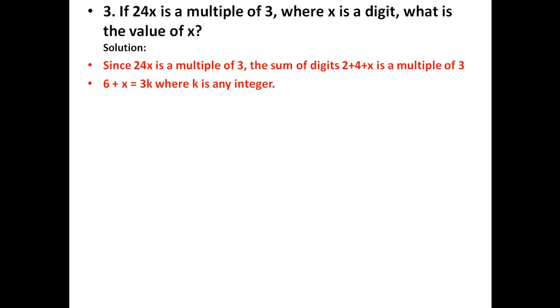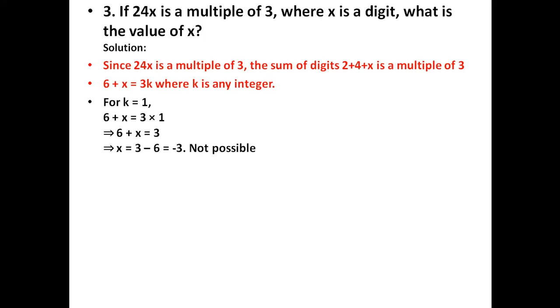It's known. So 2 plus 4 is 6. 6 plus x equals 3k. Whatever answer we get is going to be a multiple of 3, that's why we are writing 3k, 3 into k. If you put k as 0, you will get the x value as minus 6, which is not possible.